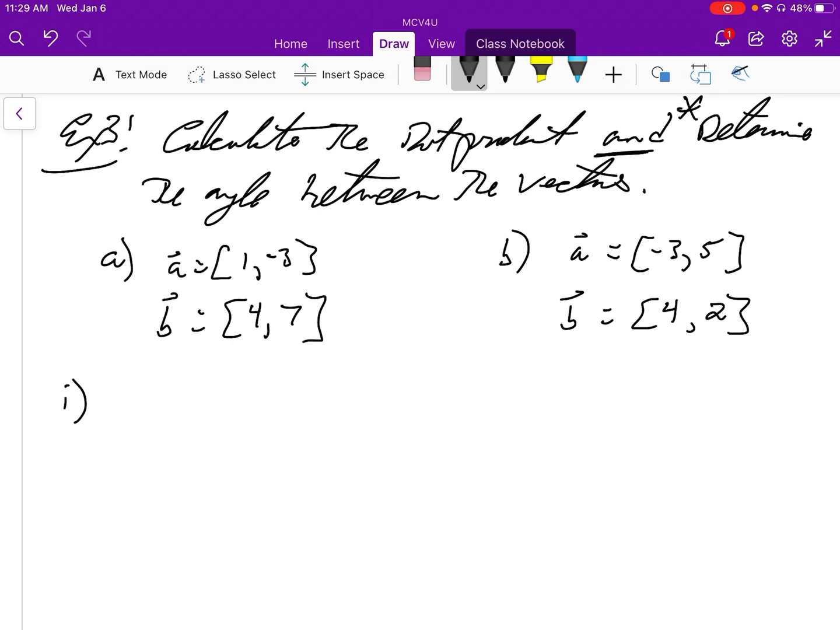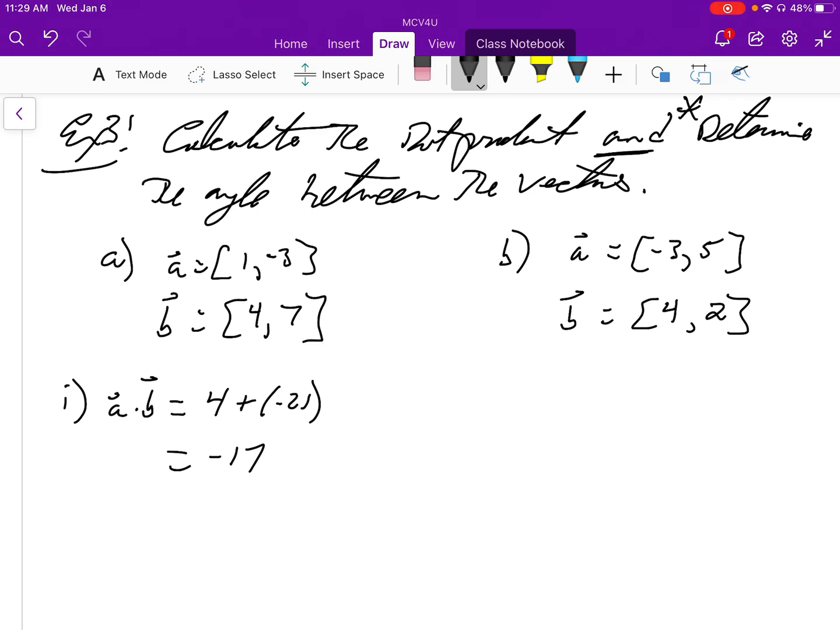Okay, so very simply, the dot product between these is you multiply the components together. So 1 times 4 is 4. You add that with the product of the y components, which is negative 21. And you end up with negative 17. Okay, very quick and easy on this one, right? Easy way of doing the dot product. You get the work too if you have the components.